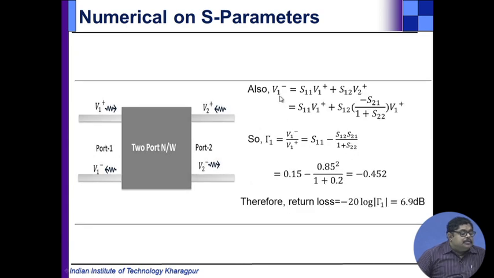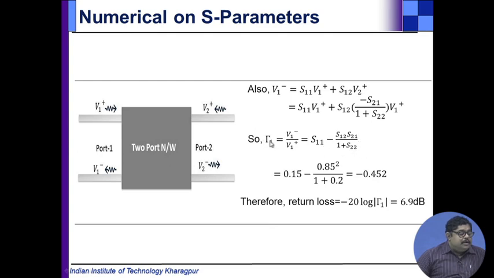and now go to the other equation of the S matrix. V1 minus is this, there put the value of V2 plus. So, everything is now in terms of V1 minus and V1 plus. So, I can take their ratio, that becomes this. So, in general the reflection coefficient on port 1 is equal to S11 minus S12 S21 by 1 plus S22.